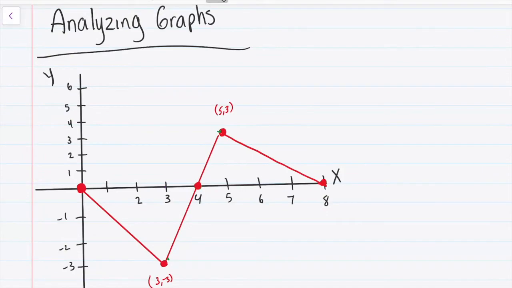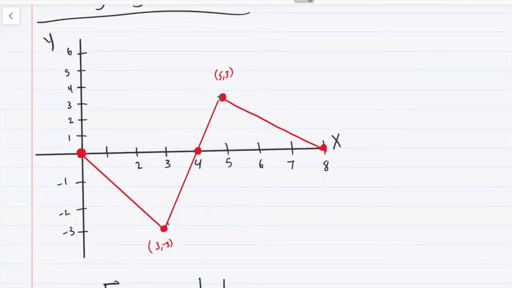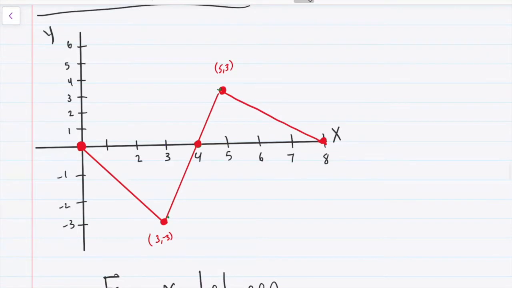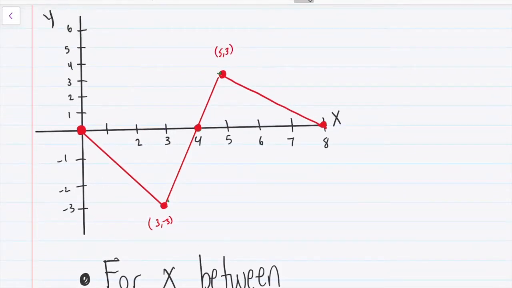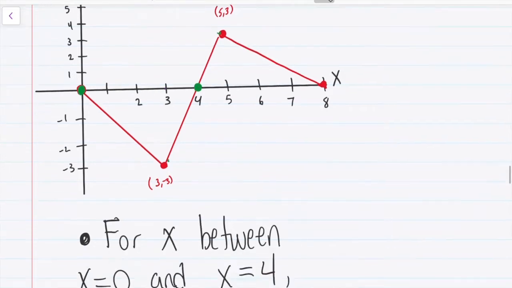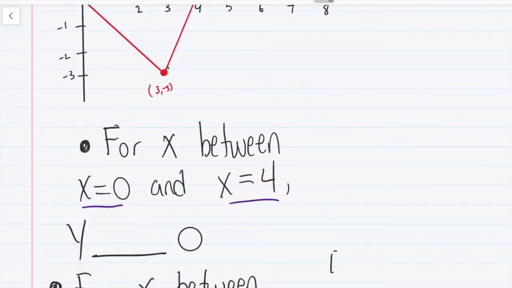Guys, in this section of the notes, we're going to talk about how to analyze graphs. We have the following graph given to us, and you want to answer the following questions. When x is between 0 and 4, first of all, when x is 0, isn't it right here? When x is 4, it's right here. So we're looking at the graph from these two green points. What's happening to the y?